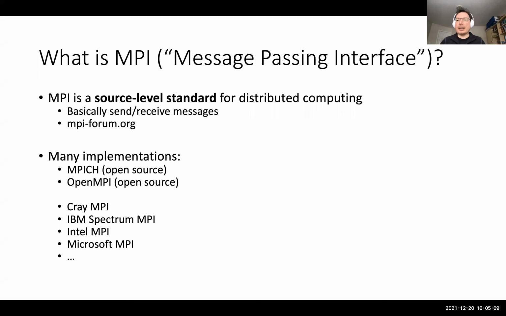There are many MPI implementations. The two foremost are MPICH and OpenMPI. Both are open source. And then all the big vendors have their own MPI implementations, Cray, IBM, Intel, Microsoft, and probably many more. And I have the feeling that they basically all put their MPI implementations on top of either MPICH or OpenMPI. It's possible because these are available as open source.